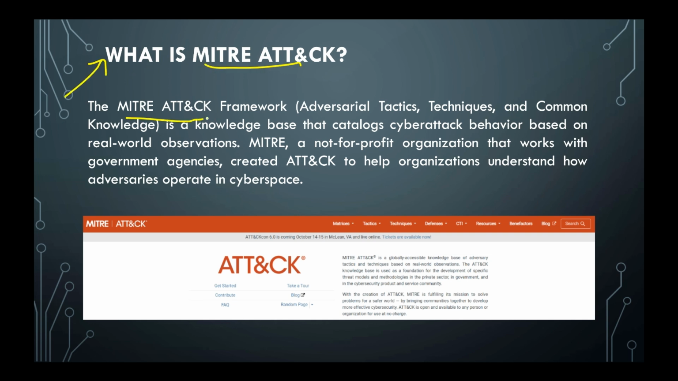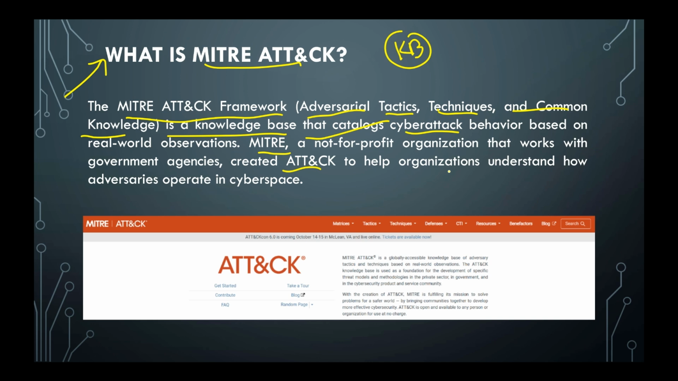The MITRE ATT&CK framework, adversarial tactics, techniques, and common knowledge. It's a knowledge base that catalogs cyber attack behavior based on real world observations. MITRE is a non-profit organization that works with government agencies. It created ATT&CK to help organizations understand how adversaries operate in cyberspace.